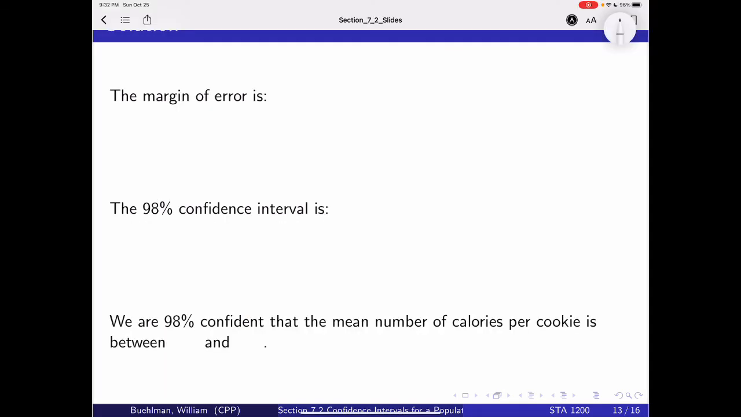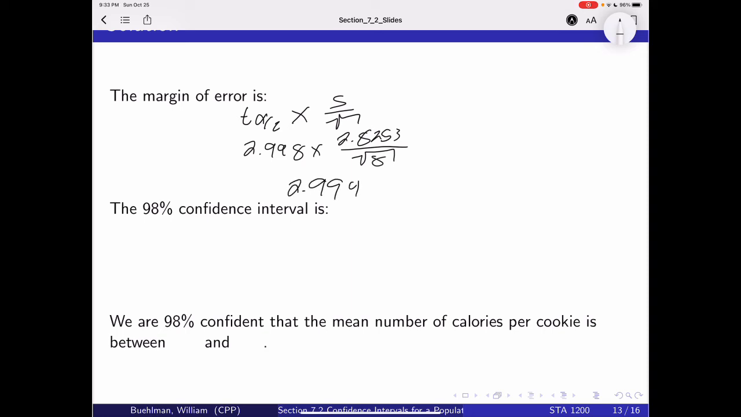First, we calculate the margin of error, which is the critical value times the standard error, which gives us 2.998 times 2.8253 over the square root of 8, which gives us 2.9947. So that is our margin of error.